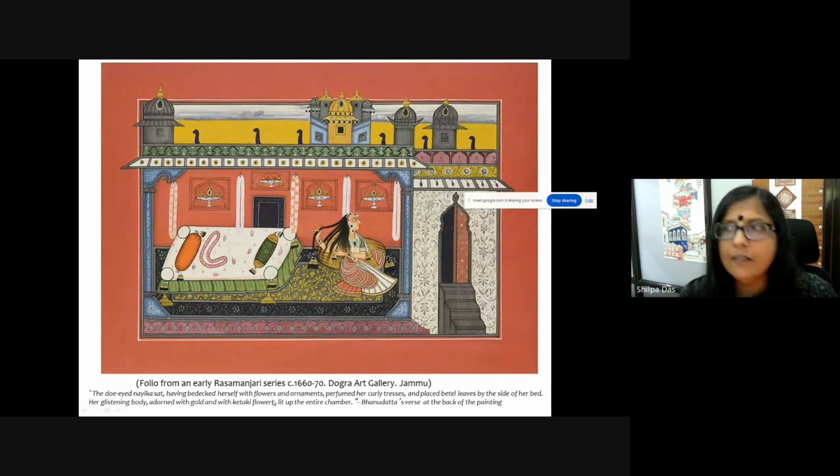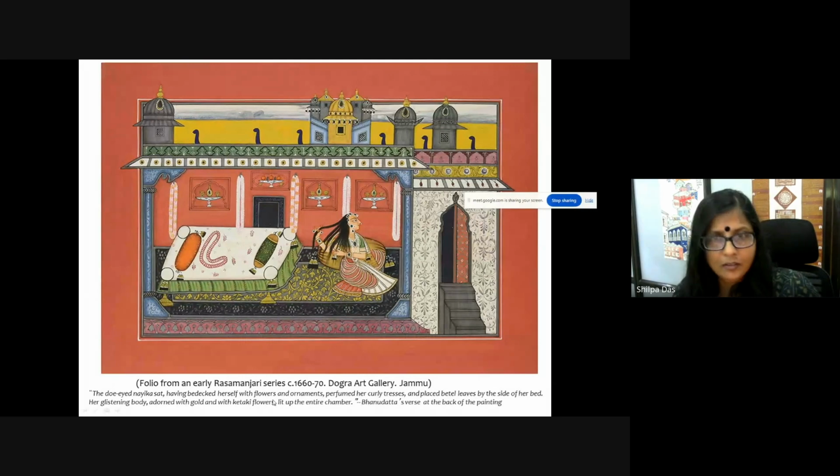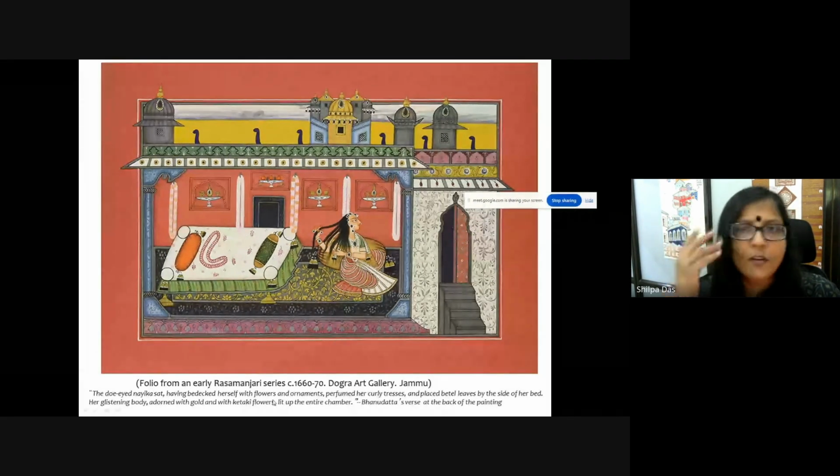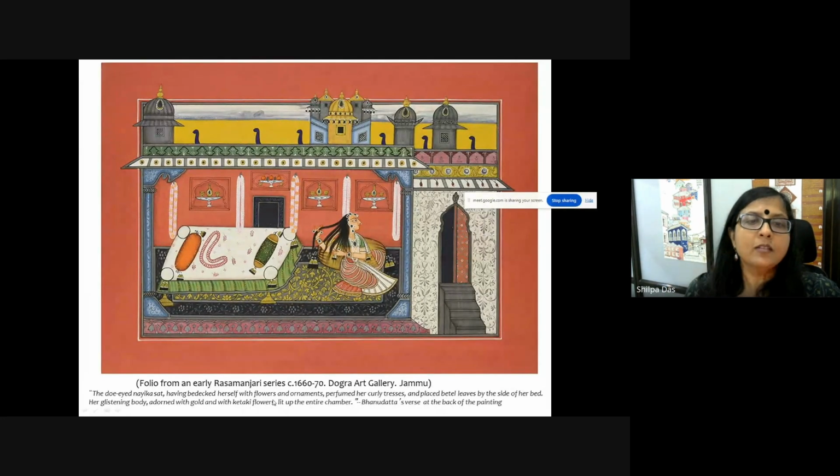What's the last thing one does when one is going on a date? Just before you enter that restaurant or that room where you have to meet your beloved, you're going to attend to your hair and you're going to check yourself out in a mirror and see whether it's in place. So she's wearing this rich jewelry. She has her gaze fixed firmly on that outer door that one of you mentioned.